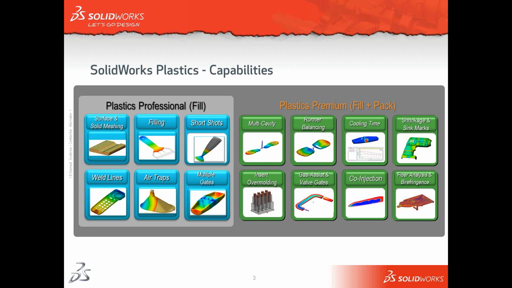We can also look at cooling time of the mould or of the moulded component. We can also look at the shrinkage values and sink marks. We can do over moulding as well. There's also some options on gas assist moulding and valve gating, and also co-injection from multiple materials. Another nice option as well, if you are using glass-filled plastics, we can do a fibre analysis as well to predict in which direction the fibres are going to lay after moulding, so that can be really important for strength.